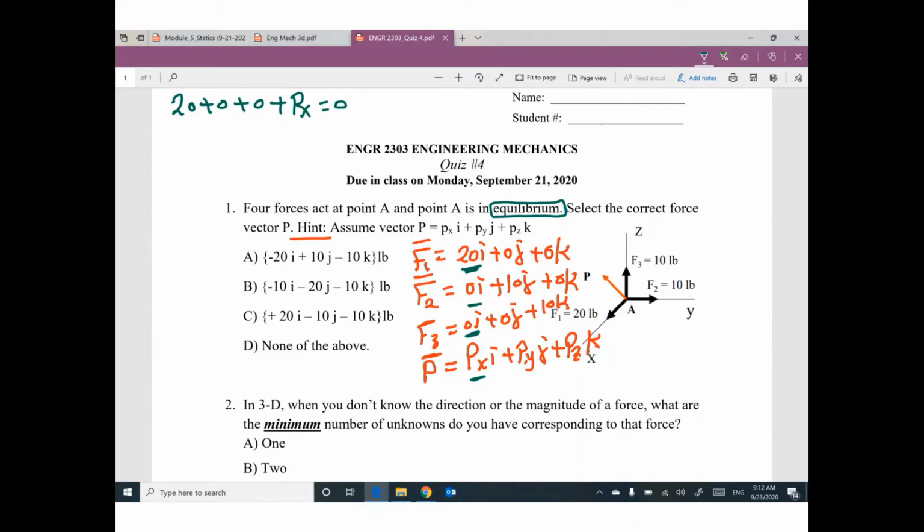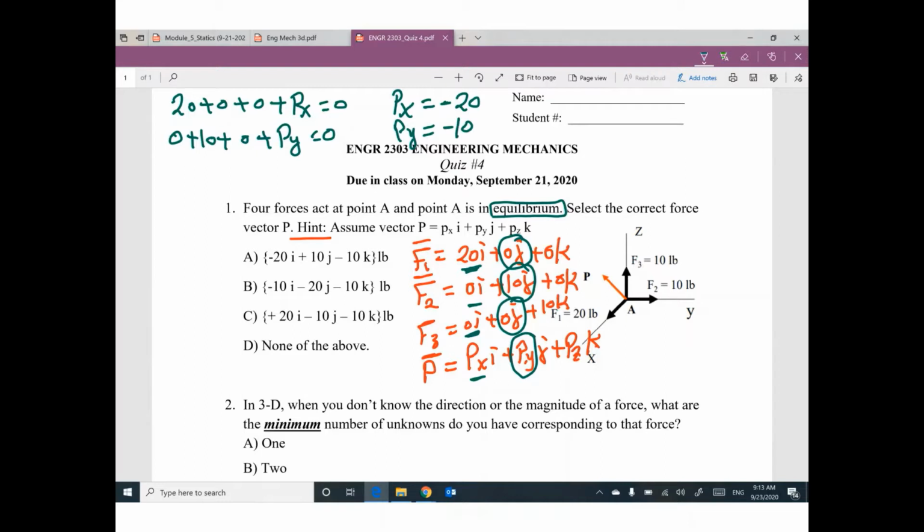That means PX equal negative 20. Summation of all Y component equals 0. So we have 0 plus 10 plus 0 plus PY equals 0. That means PY will be negative 10.